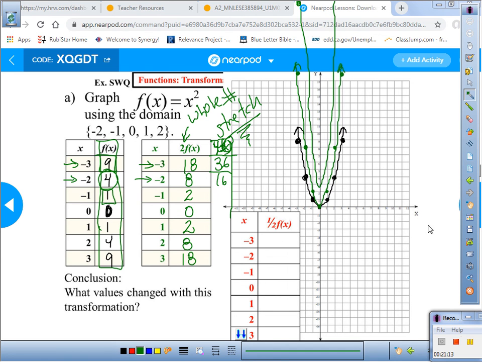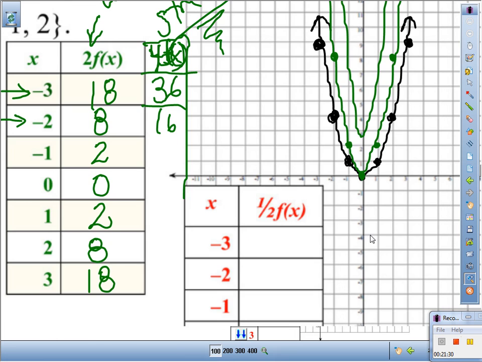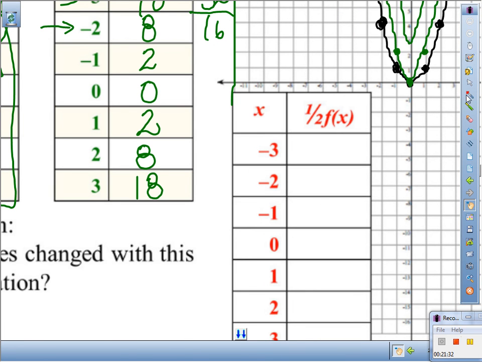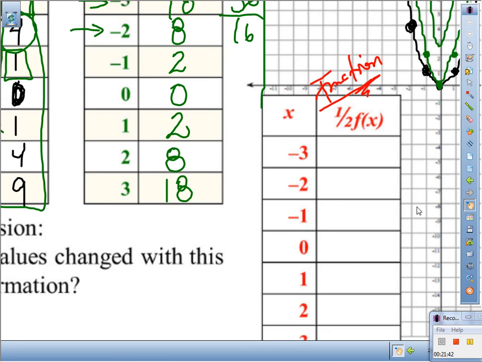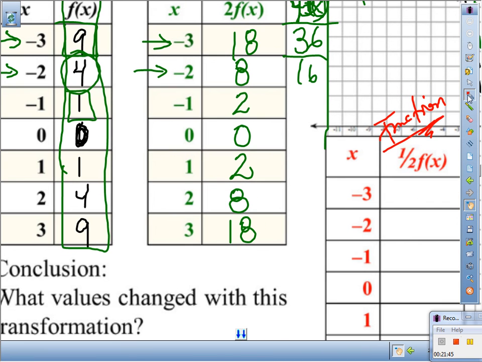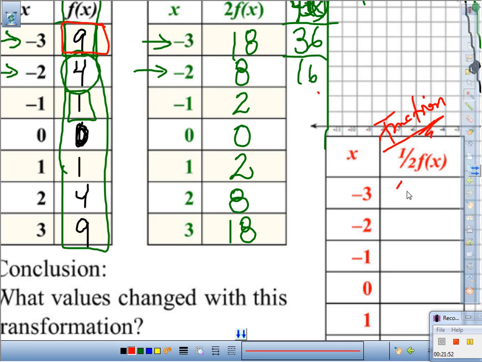Therefore, let's go with the red one. Ready? Here we go. What do you notice the factor is now? What kind of factor is it? What can you call that number? A fraction. You guys are on the ball today. So, a fraction. What is our original f of x? It was 9 times 1/2. That gives us what? 4.5. Or 9 divided by 2 is 4.5.